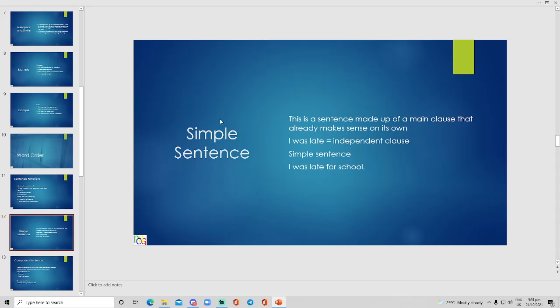So, I was late for school. I was late had already made sense. It was already independent on its own, but I said for school just to give it context. And that is the perfect definition of a simple sentence.